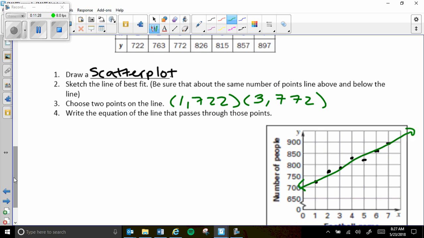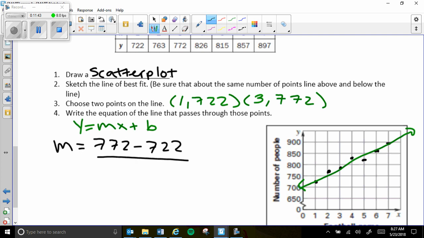So in order to write the equation of a line, we're going to put it in y equals mx plus b. That's what they want. So in order to find m, using those 2 points, 772 minus 722 over 3 minus 1. So 772 minus 722 would give me 50. And 3 minus 1 gives me 2. 50 divided by 2 is 25. So I have an m.